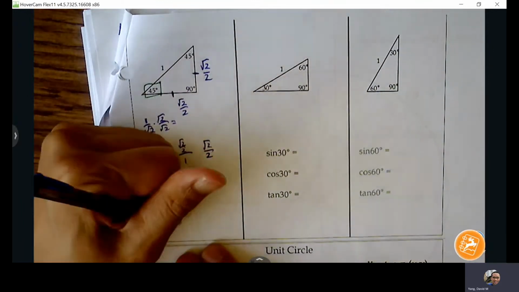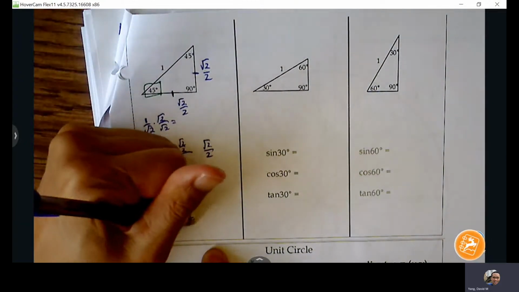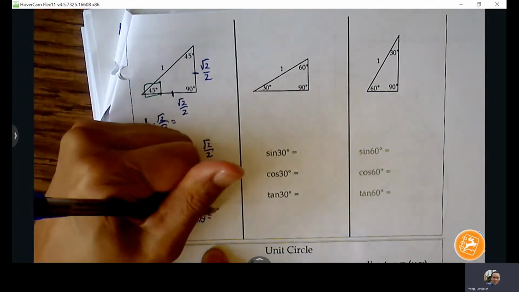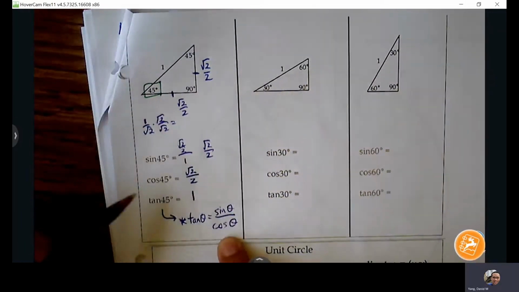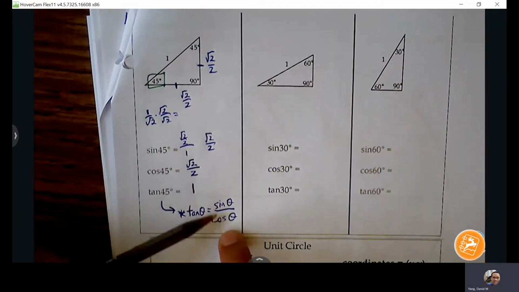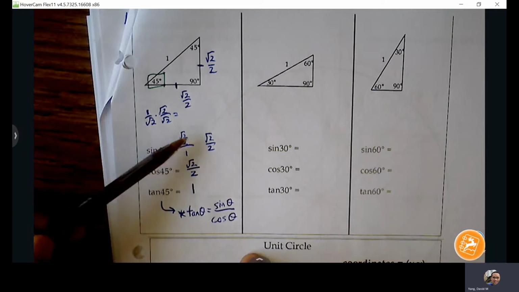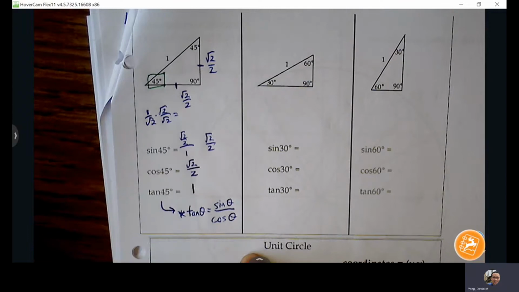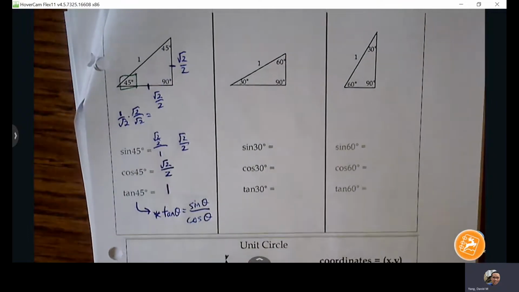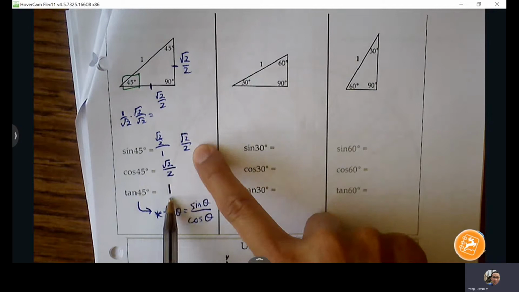Something that we're going to use later on is understanding that tangent is sine over cosine. Sine over cosine will also take us to the value for tangent. So if I take the value for sine divided by the value for cosine, that will also take me to tangent. All right, let's build. These values are going to show up on the next page.